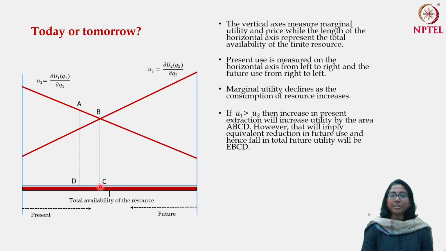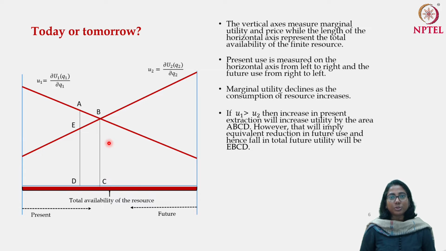The reduction in your total utility will be the area under the curve U2 between D and C. So the loss in your utility because of reduction in future consumption is denoted by EBCD, this area. So what is the gain in your utility? You are gaining in terms of utility because you are increasing your present consumption, and you are losing in terms of utility because you are reducing your future consumption.